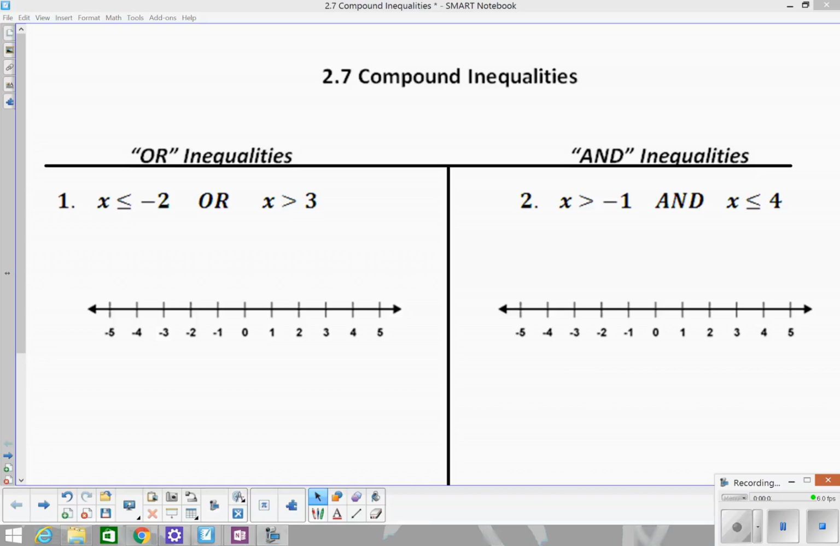Welcome back. Today we're going to be talking about section 2.7, compound inequalities. Last section we talked about simple inequalities, where we were graphing something like just x is less than or equal to -2. We graphed that with a closed circle on -2, shading down to the left. Now, when we deal with compound inequalities, the word compound means something composed of two or more parts. We're just going to talk about two parts.